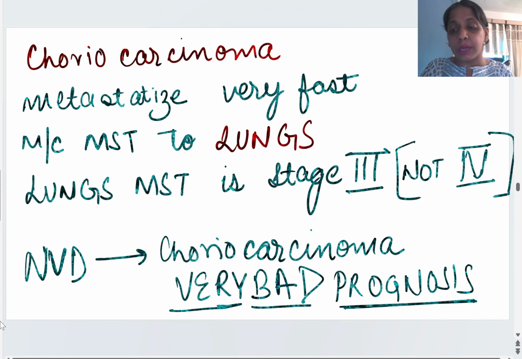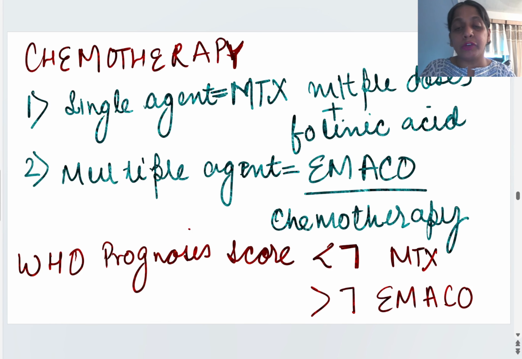Okay, these are the one-liners which are asked, so I've kept them here. The treatment of choriocarcinoma is chemotherapy. If it is a low risk score, WHO prognostic score less than 7, then we are going to give many doses of methotrexate only. One agent is sufficient. Keep calling the patient again and again and giving methotrexate. Okay, my one friend also had this choriocarcinoma after abortion, and she is very fine.